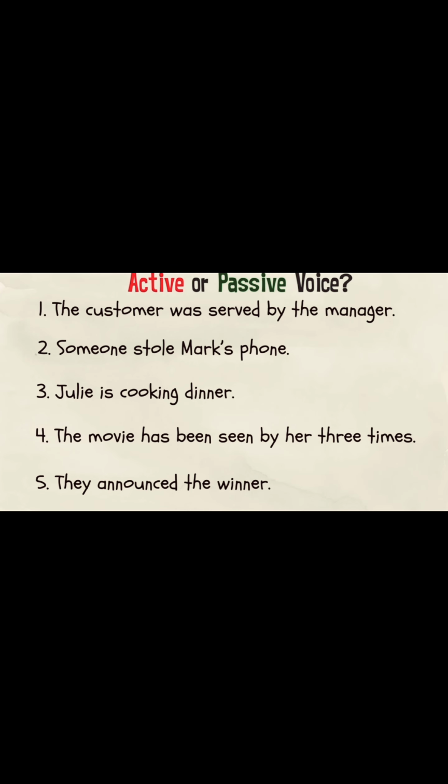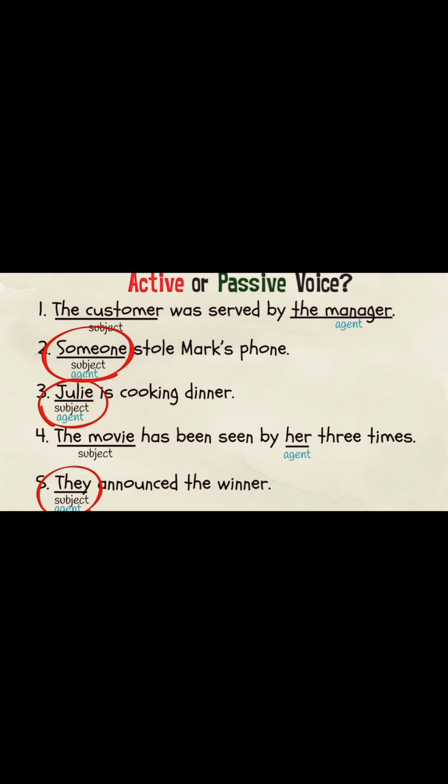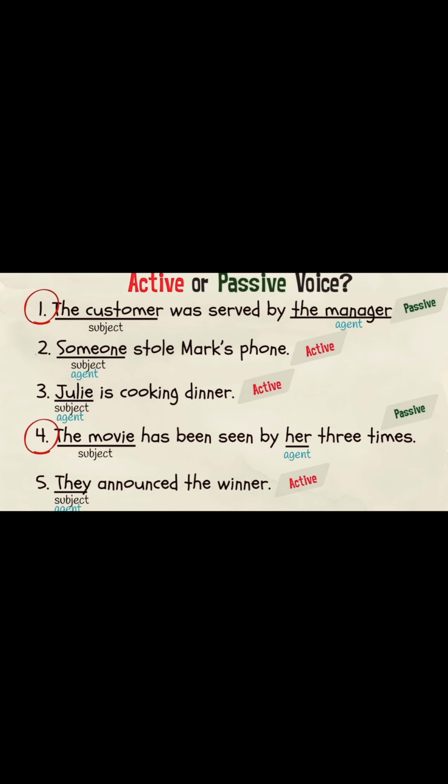Read each of the following sentences and see if you can work out which are written in active voice and which are written in passive voice. Pause here while you work. Here is the subject in each sentence. Here is the agent or actor in each sentence. In these sentences, the subject and the agent are the same. This means they are active voice. These sentences are passive voice.